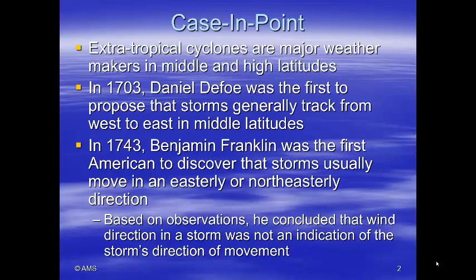In 1703, Daniel Defoe was the first to propose that storms generally track from the west to the east in the middle latitudes. Our own Ben Franklin in 1743 was the first American to discover that storms usually move in an easterly or northeasterly direction. Also, he observed that the direction of the storm's winds was not an indication of the direction that the storm was moving.